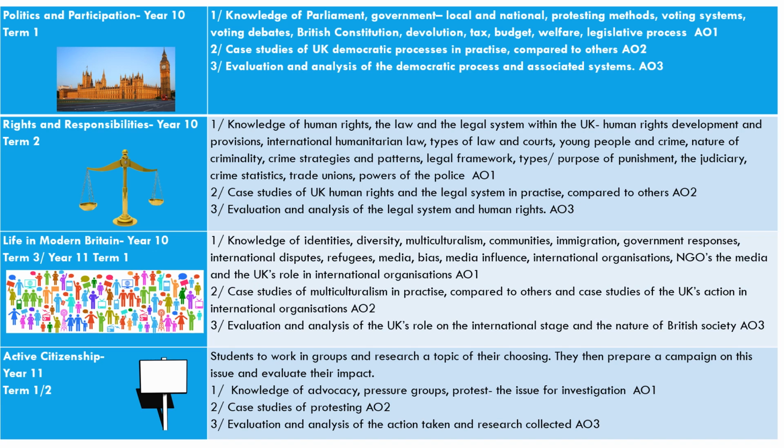Next unit is Life in Modern Britain. This one tends to be the easiest one. So we look at identity, culture, communities, immigration and arguments around it. We look at how the government have responded to some of the more fractious conflict within society. We look at international disputes. How can the UK get involved? We look at the problem of refugees, and we look at how the media can be biased and what its responsibilities are.